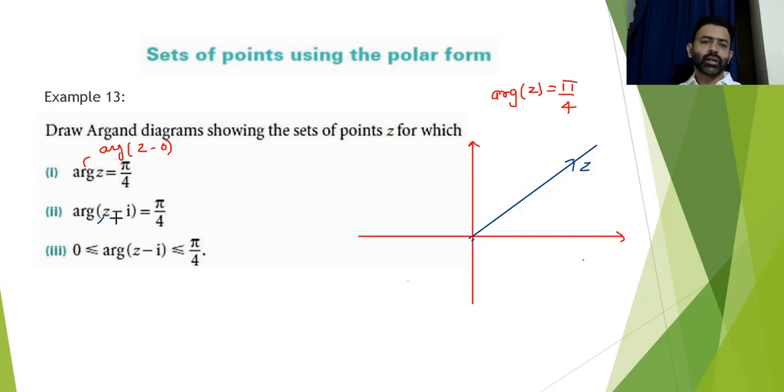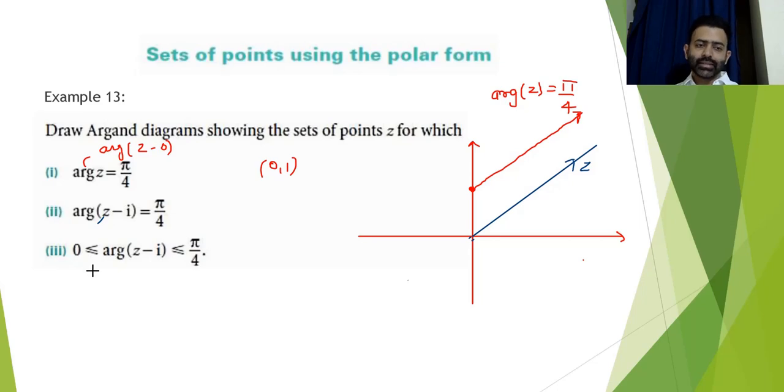In the second case, the starting point is i. This i is a complex number whose real part is 0, so basically we are talking about the point 0, 1, which lies on the imaginary axis. Let us say this is your 0, i point, and from here we have to maintain an angle of pi by 4. So the second part answer is this one: it is just shifted 1 unit along the imaginary axis, because just the center has shifted.